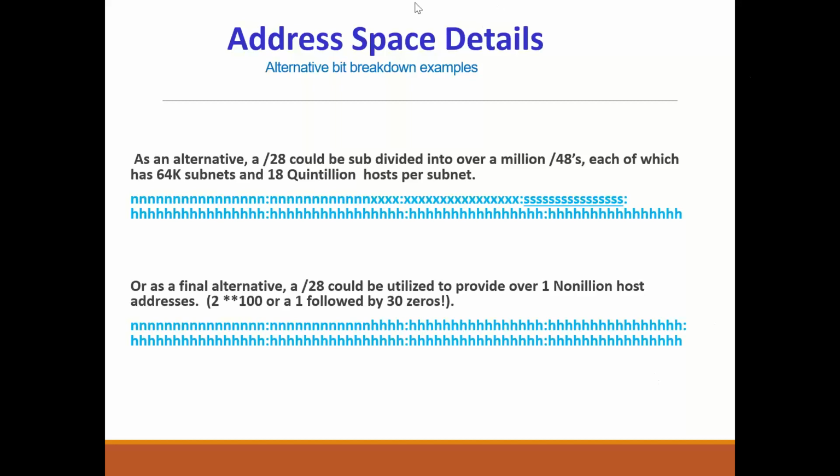As a final alternative, let's say that I don't even care about buildings. All I have is gazillions and gazillions of hosts out there, IoT devices that we don't even know about today. So what I'm going to do is take my /28 and break it into all host bits. Then now I can have 1,000,000 hosts, and who ever heard of that word before today? I hadn't, but it's a 1 followed by 30 zeros. We can have that many hosts. That should accommodate us. And I'll say one more thing.